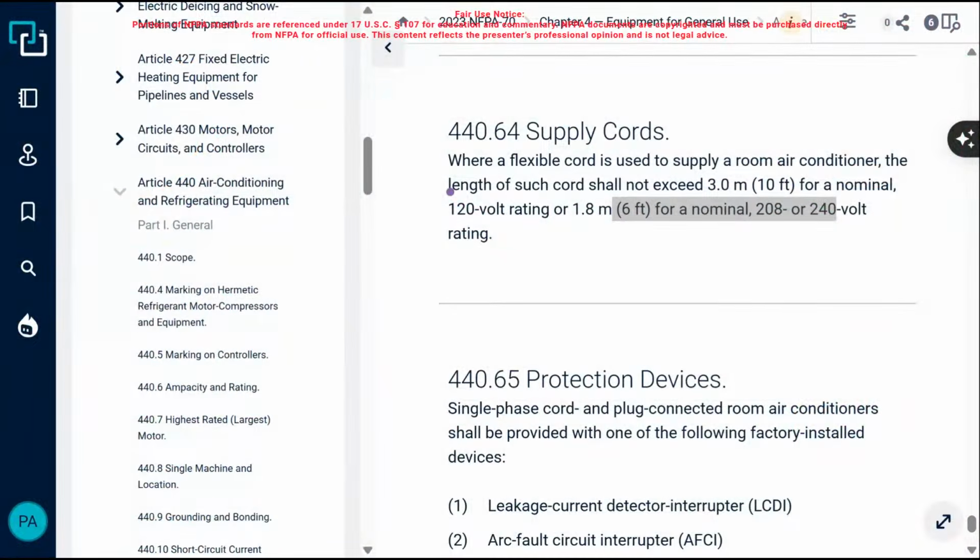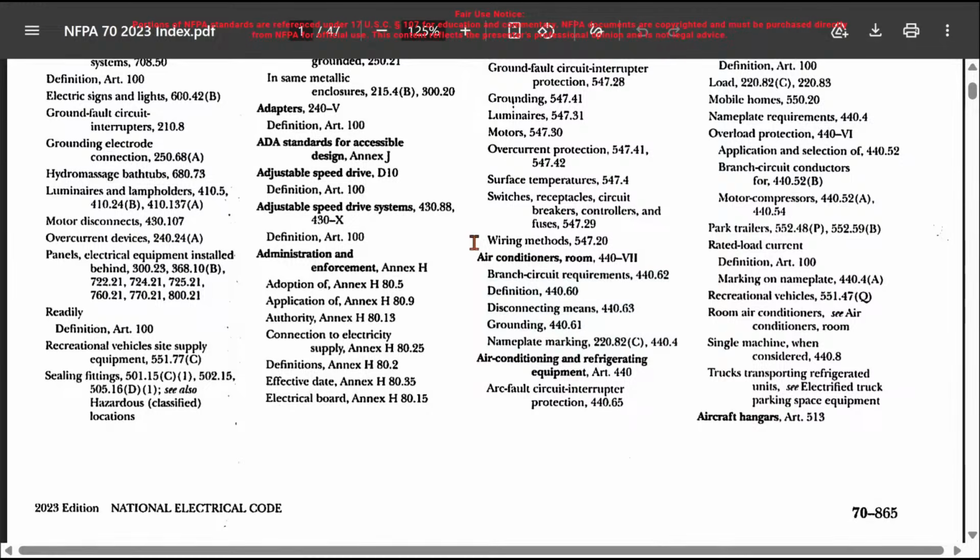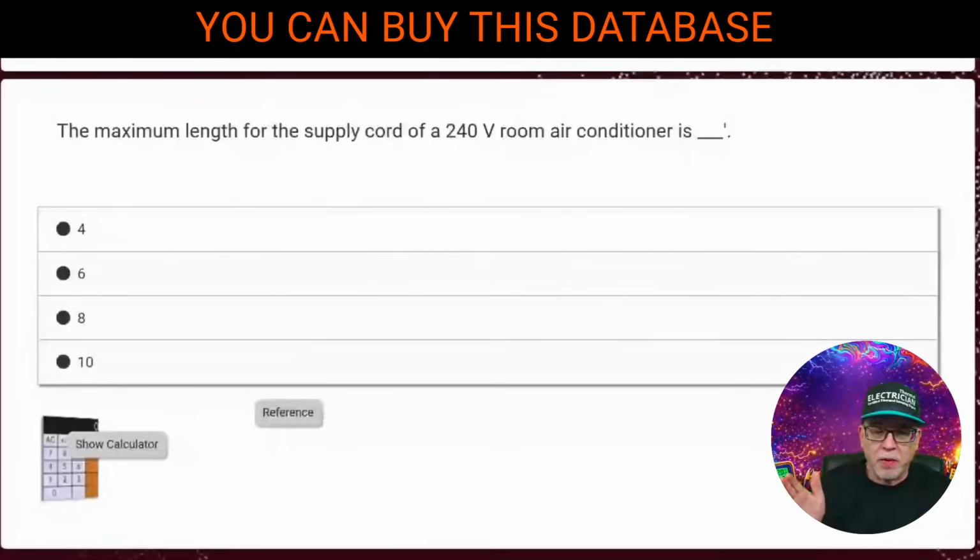Now, what I'm going to do is I will go to the table of contents. And here you look under air conditioning. And here you see air conditioning. We see room air conditioner. And that is under part 7 of 440. Now, you don't see anything under supply cord here, and that's okay. We just need to take a look at how many sections are in here. Well, in this part 7, it looks like .62, .60, .63, .61. Okay, so to me, folks, I'm going to immediately just go to part 7.